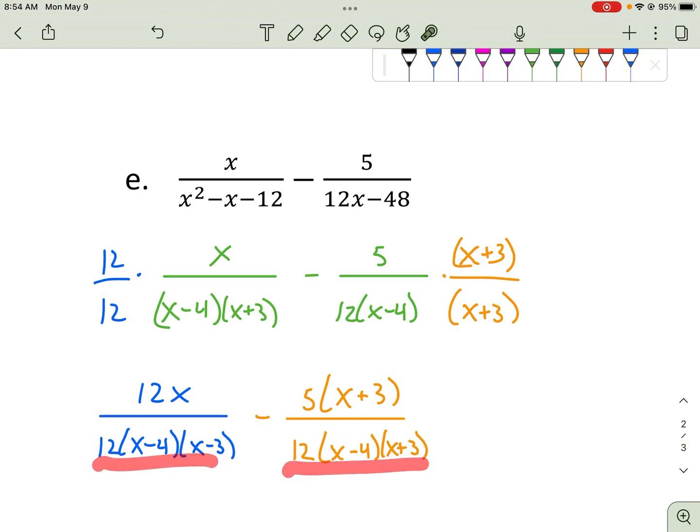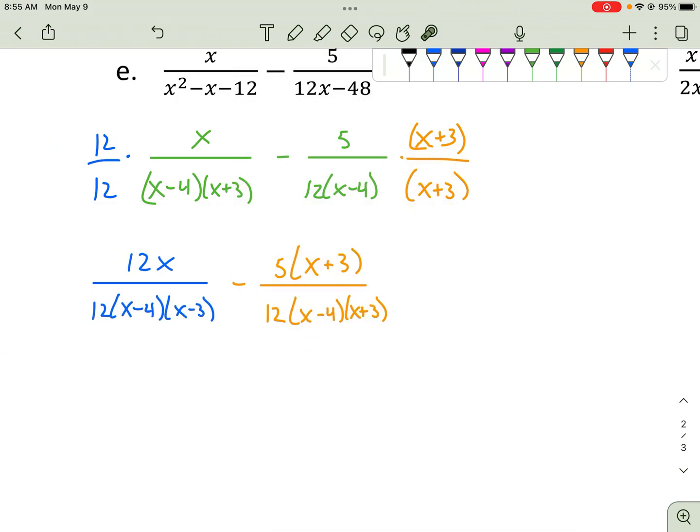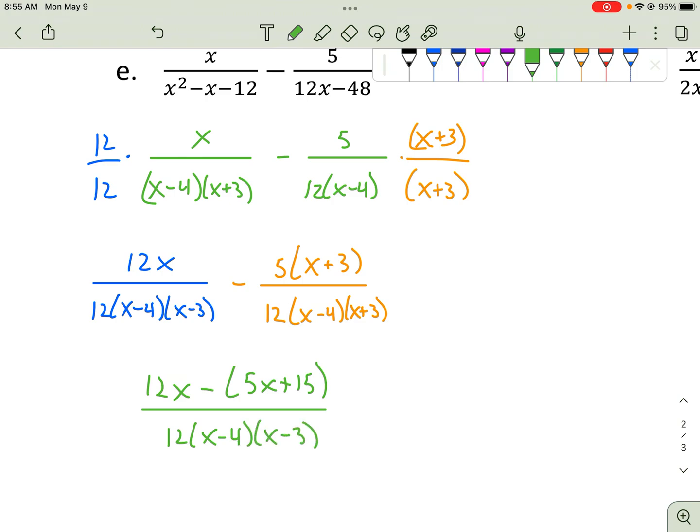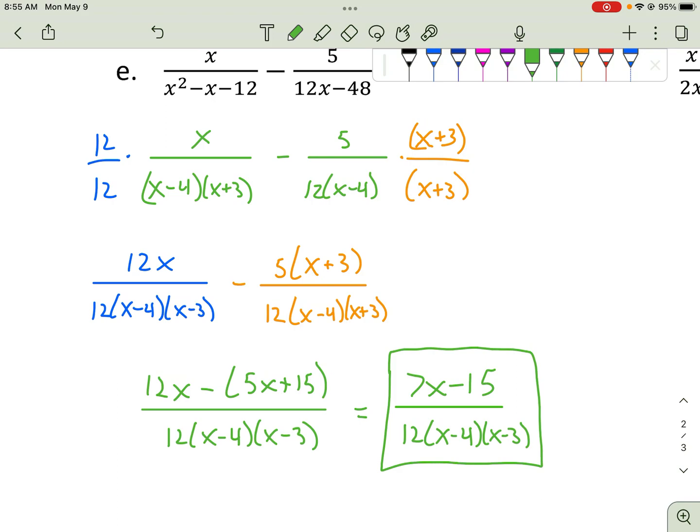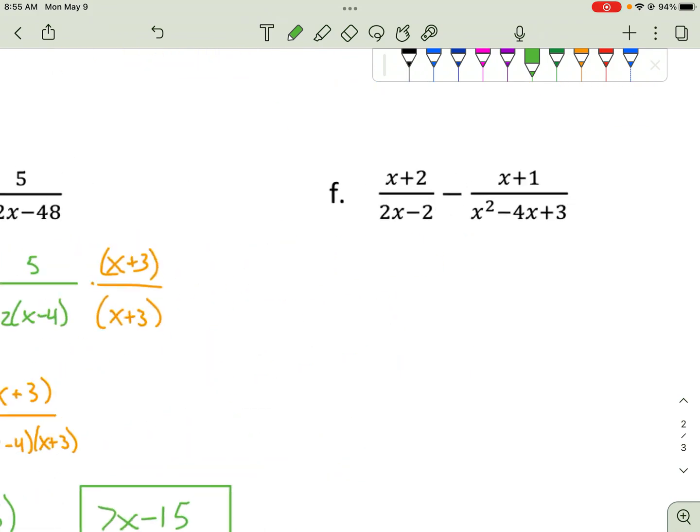All right, so now our denominators are the same. And now you can combine these fractions into 12x minus 5x plus 15 when you distribute all over our common denominator, which is 12 times x minus 4 times x plus 3. And now distribute the negative on top and combine like terms, giving us 7x minus 15 over 12 times x minus 4 times x plus 3. And there you go. All right, last one.